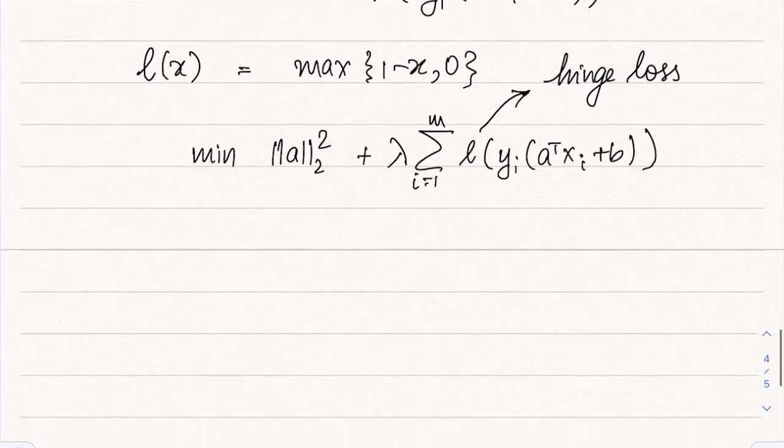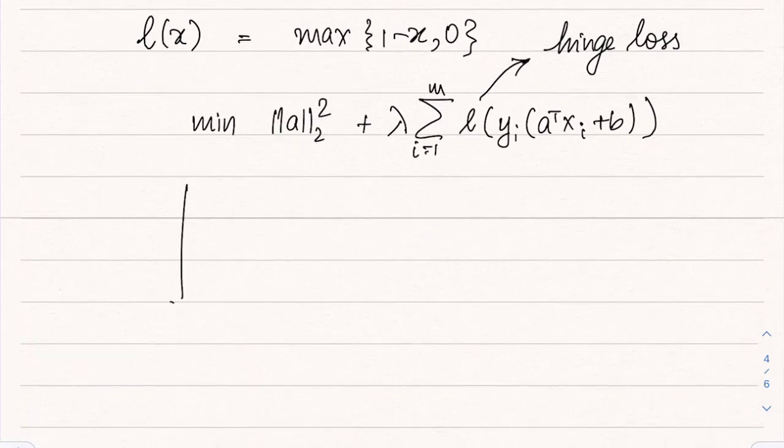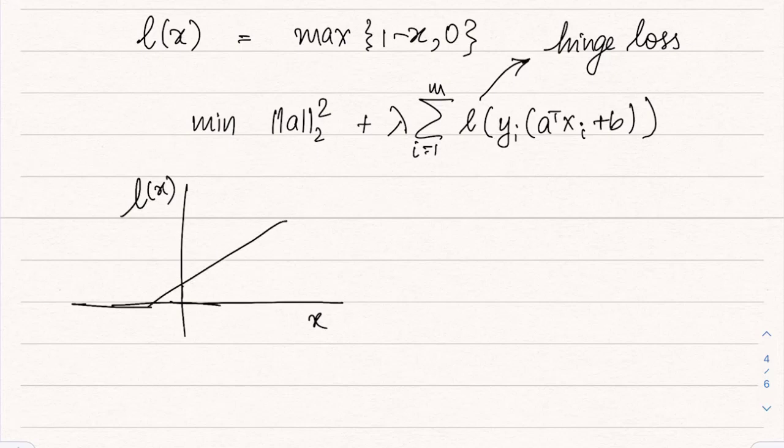So what does this hinge loss look like? Let me also plot L of x versus x. You can see that the hinge loss looks something like this. So we have the 1 minus x line and then it becomes 0 after a certain point. So this is how the hinge loss looks.